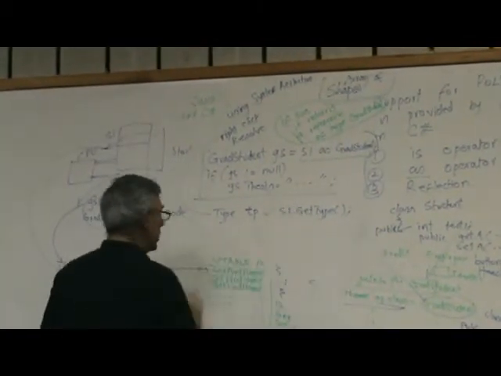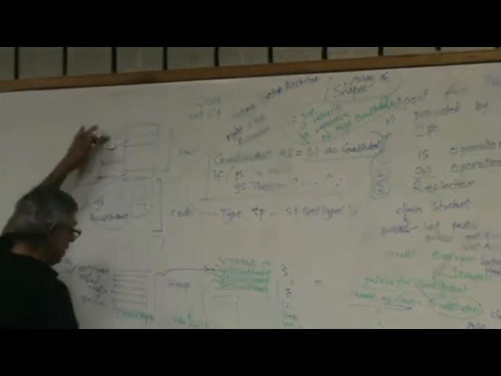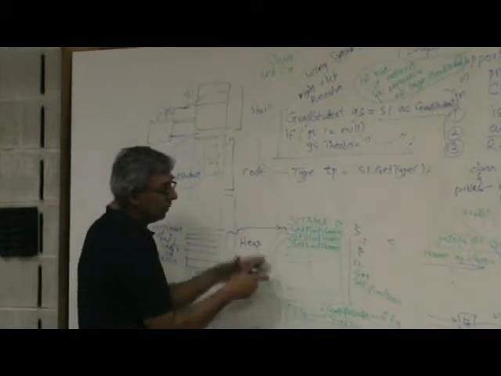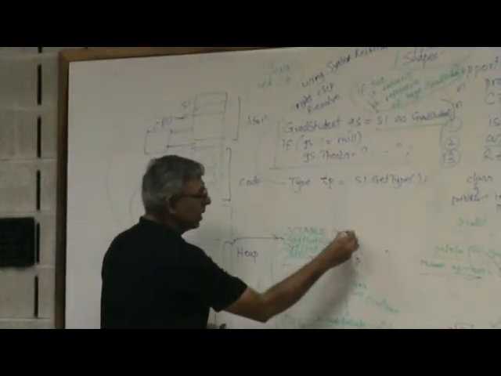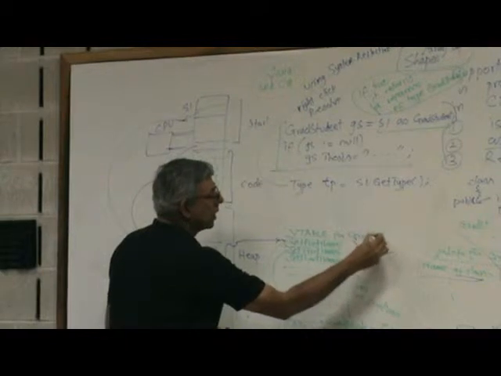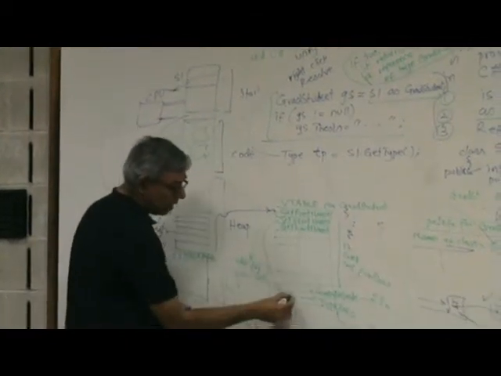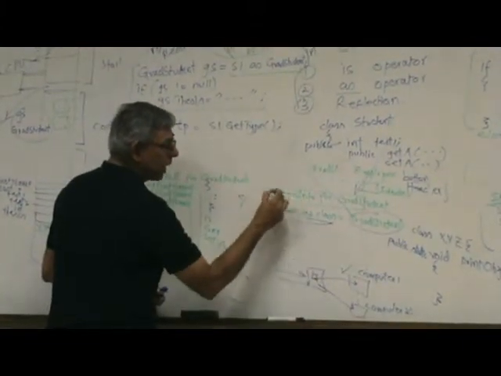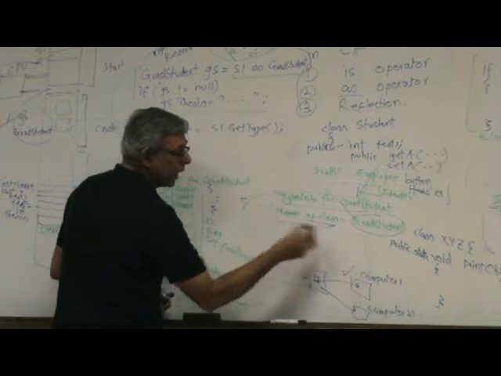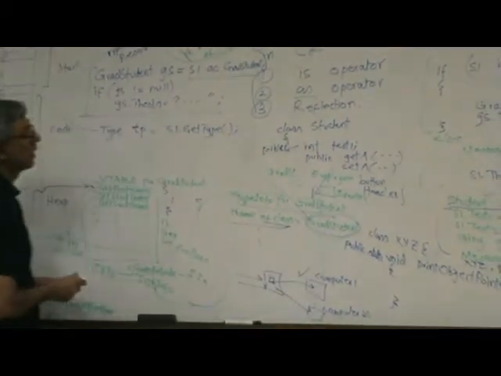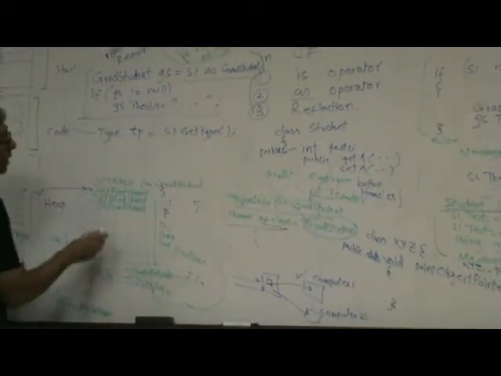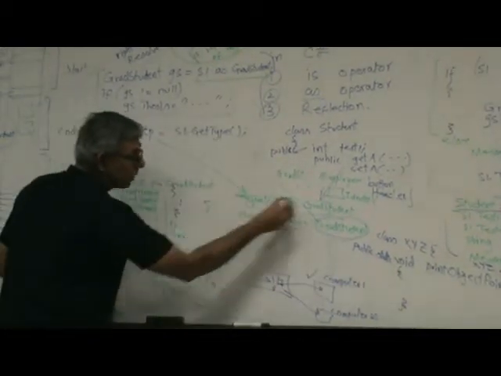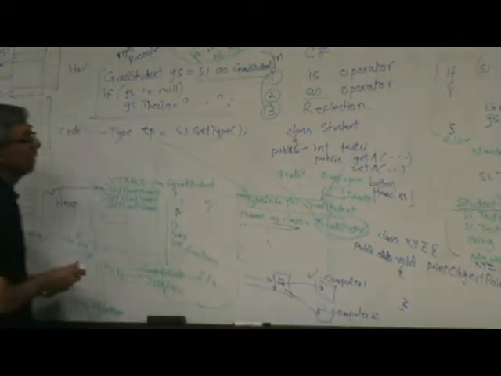So what will it do? Once again, it will start from S1. We'll go to the vtable pointer, correct? We'll go to the vtable for grad student, right? Then go to the type info pointer. And this was the type info for grad student, if you recall. GetType will basically make this TP point to this whole table, the type info table.